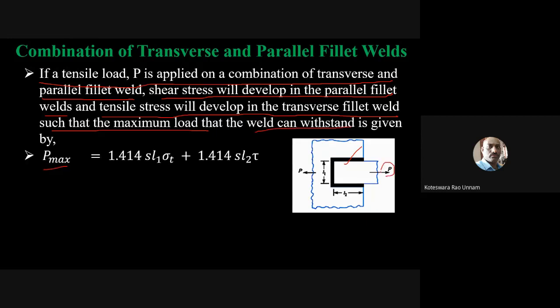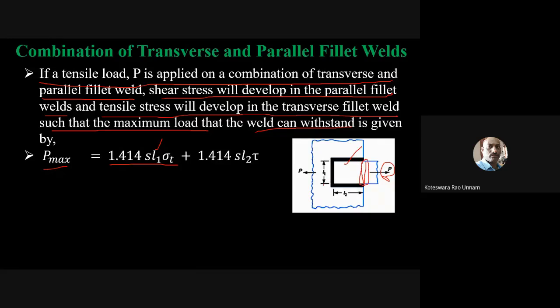So this P max is given by 1.414 S into L1 into T. Why have I written L1 here? Because he has taken, maybe he has wrongly taken this, he assumed that here two transverse fillets are there.